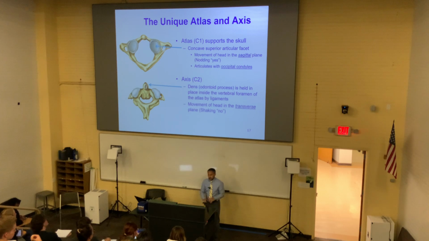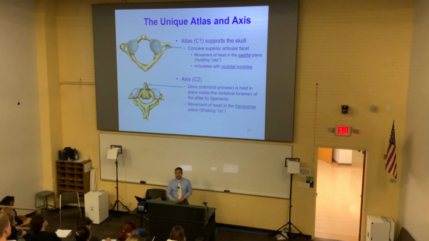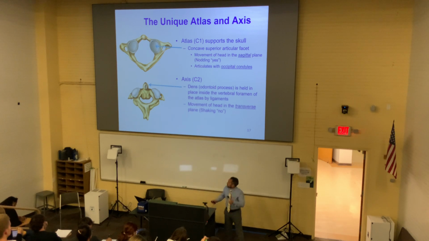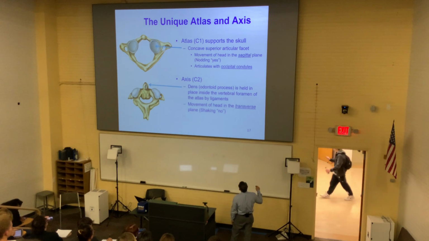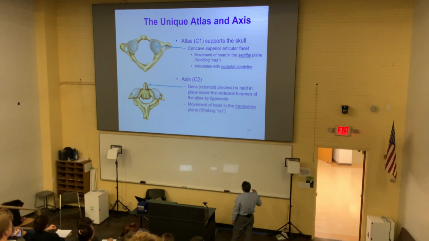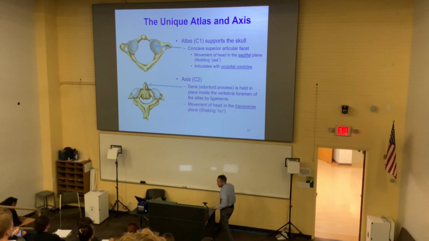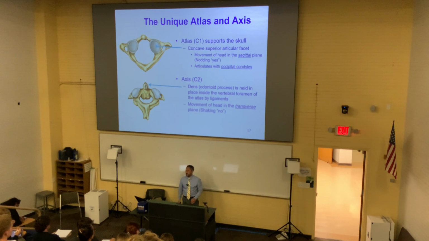The axis, or C2, has this very easily identifiable structure known as the dens, or the odontoid process. And that's this sort of thumb-looking structure that sticks up. And this is an attachment site for ligaments. And we'll talk about those ligaments here in a second. These ligaments that hold this in place allow the transverse movement, or shaking of the head no, in this direction. In contrast, C1, or the atlas, is responsible for the yes motion.